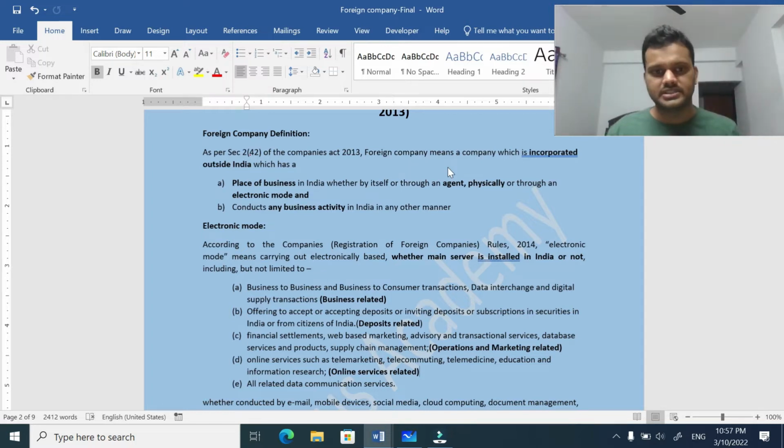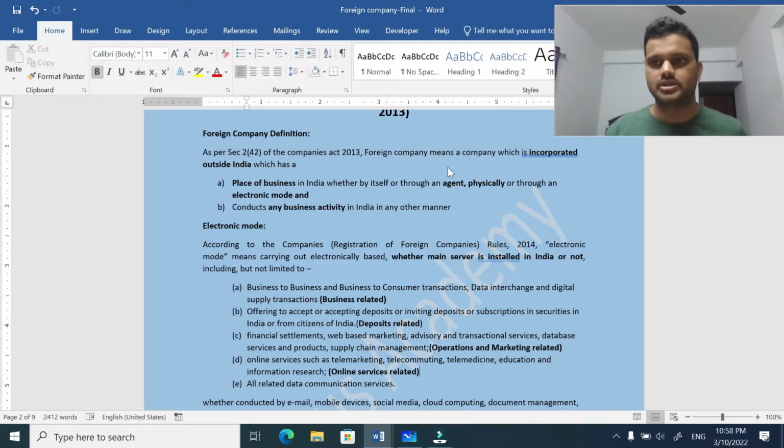Simple. Just revise, because the reason I'm emphasizing this is that this is the most favorite question for the Institute. It's asked around 6 to 7 times in the exam. So it's very important. What is a foreign company? First condition, the company should be incorporated outside India. Second, it should have a place of business in India. And third, it should conduct a business activity in India. If these three conditions are satisfied, then it's a foreign company.